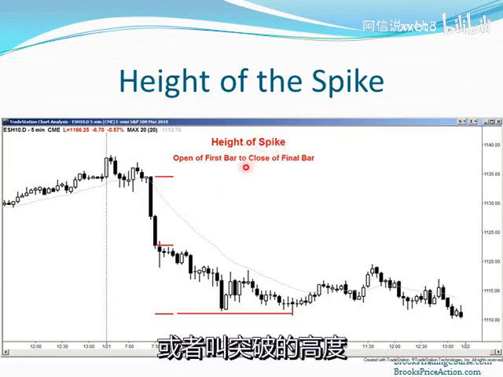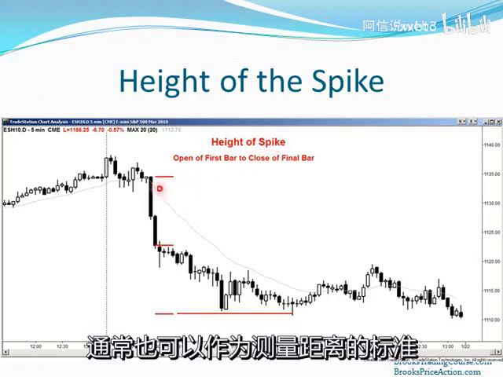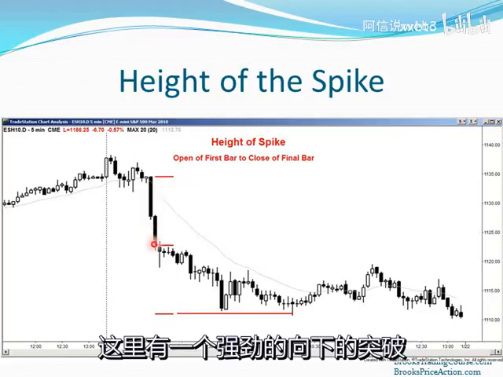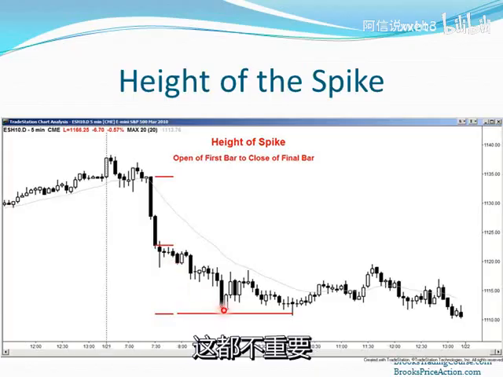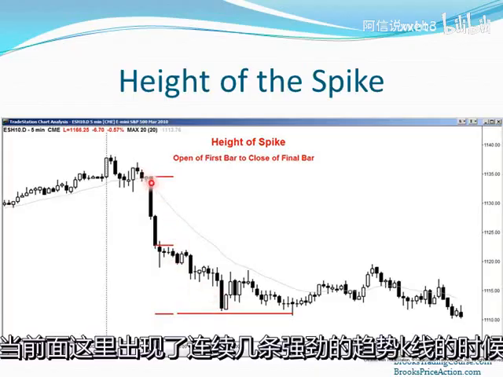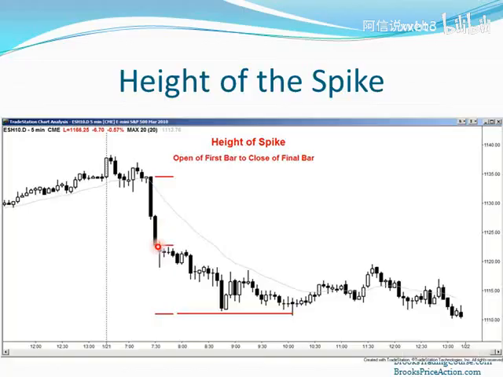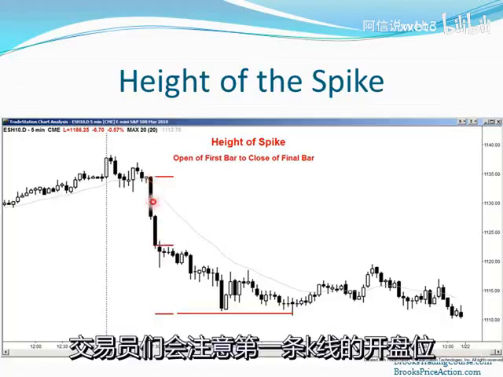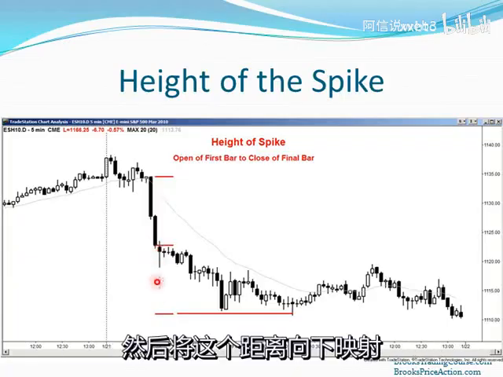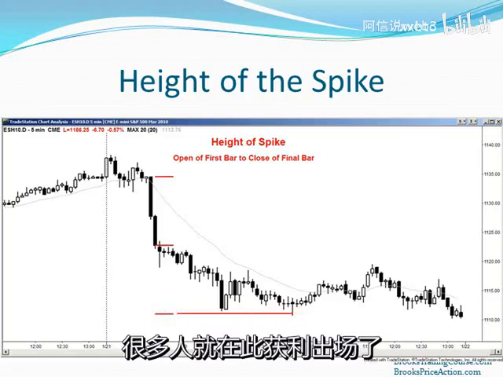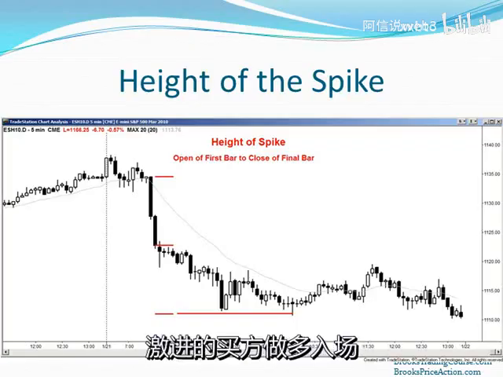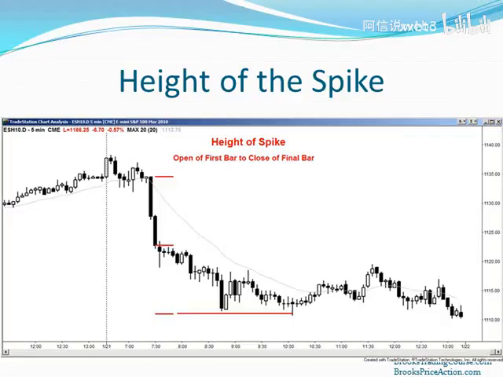The height of the spike, in other words, the height of the breakout, often leads to a measured move projection. So here we have a very strong bear breakout. You could say the breakout continued all the way down to here or all the way down to here. It doesn't matter. But when you have 2 or 3 or even 1, 2, 3, 4 consecutive very strong trend bars, traders will look at the open of the first bar to the close of the last bar and project down, and that's an area where they'll look to take profits. And that's what happened when the market reached the measured move projection. The bears took profits, aggressive bulls started to scale into longs for a scalp up.